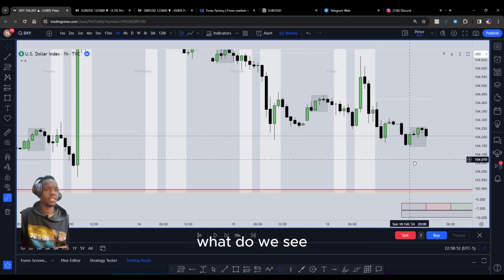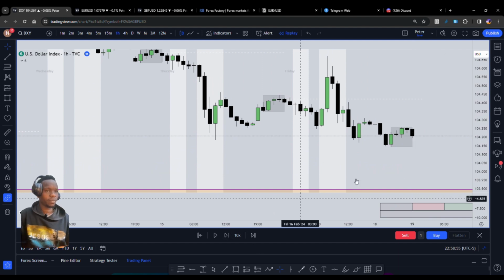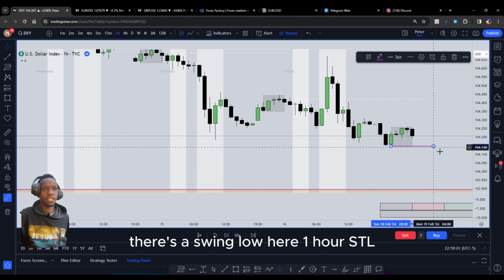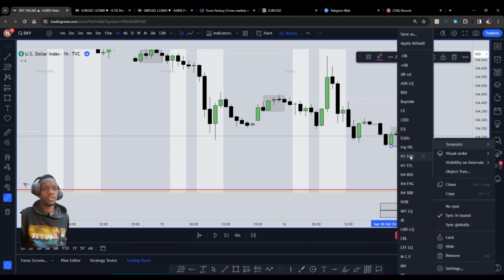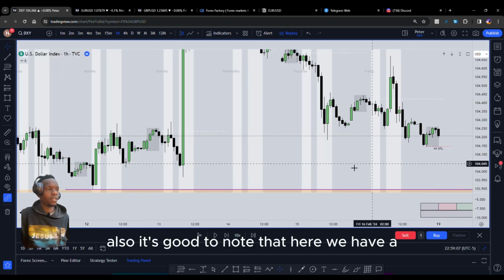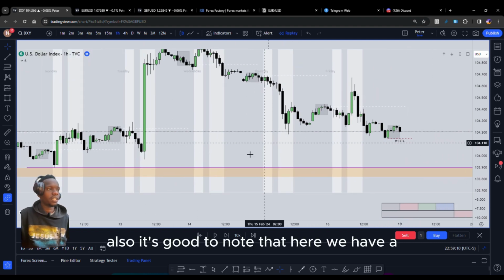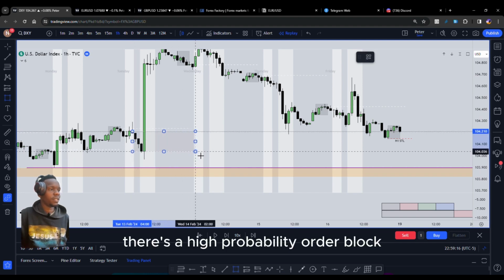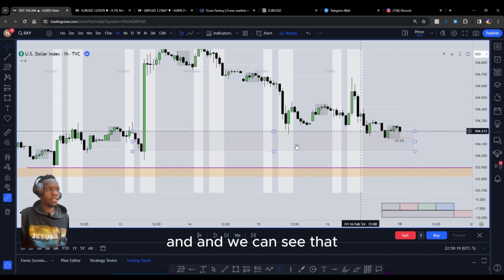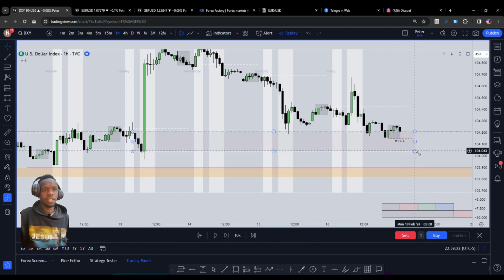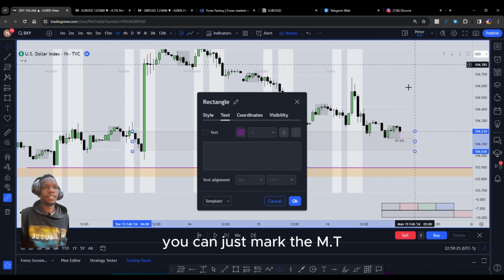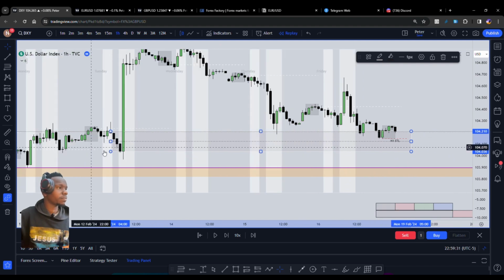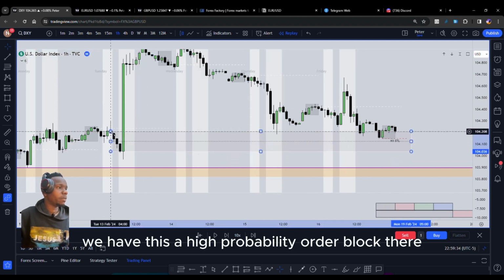So this is the 1 hour. What do we see? We mark our key levels. This is a swing low here, a 1 hour short-term low. Also, it's good to note that here we have an order block. This is a high probability order block, and we can just mark the midpoint of that order block. There it is. Just to note, we have this high probability order block there.